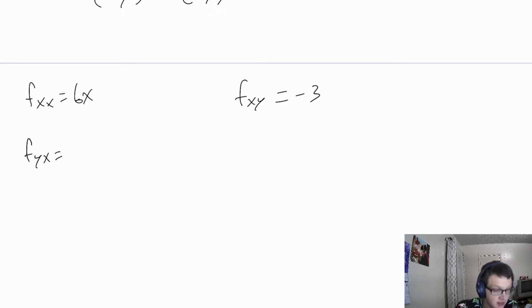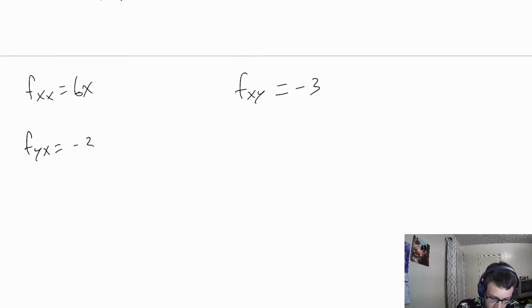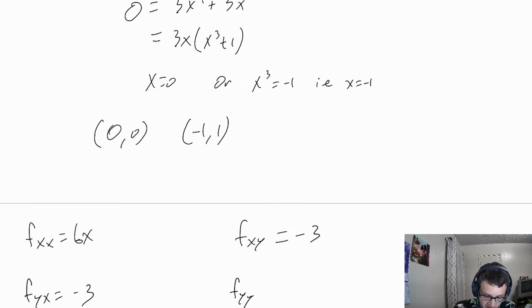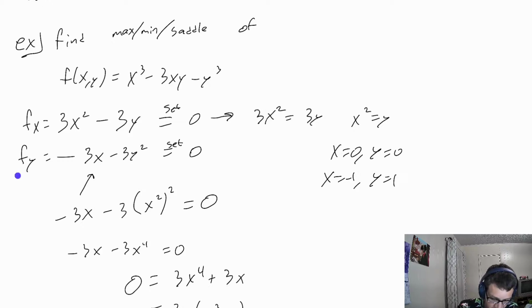To find fyx, we don't even really need to do any work because we already found fxy. Order of differentiation doesn't matter, so it doesn't matter whether we go fxy or fyx, we'll end up with the same partial derivative. And then lastly, we need to find fyy, the derivative of this thing with respect to y. This term doesn't have any y's in it, so its derivative will be 0. This term, when we take a derivative, we're going to get minus 6y.